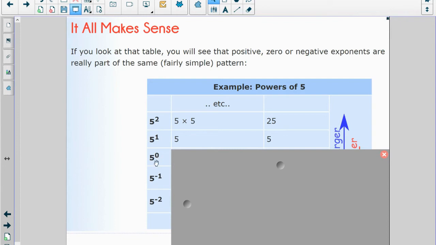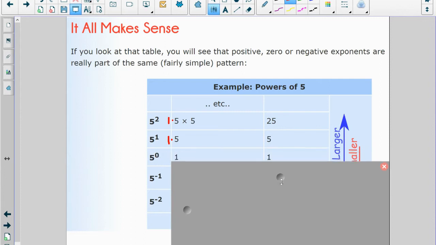Now, 5 to the 0 power means we don't have any 5s in our multiplication. So think about, well, what number is still there? Just like up here, we had 5 times 5, but it was really like saying 1 times 5 times 5. Or 5 to the first power, yes, there's a 5 there, but there's that invisible 1 that's with it. So it's like, well, 1 times 5, that's just 5. So when we don't have any 5s, because our exponent's 0, we still have that invisible 1 that's still there, making anything to the power of 0 equal 1.